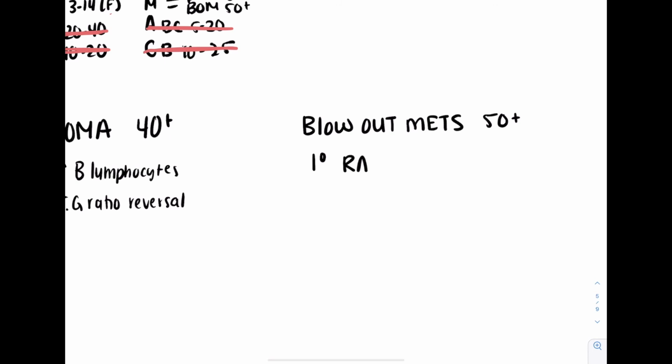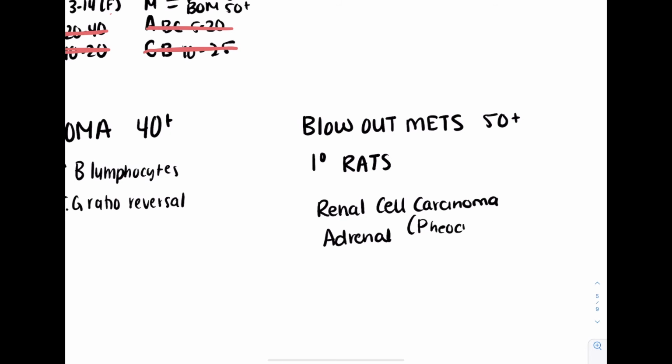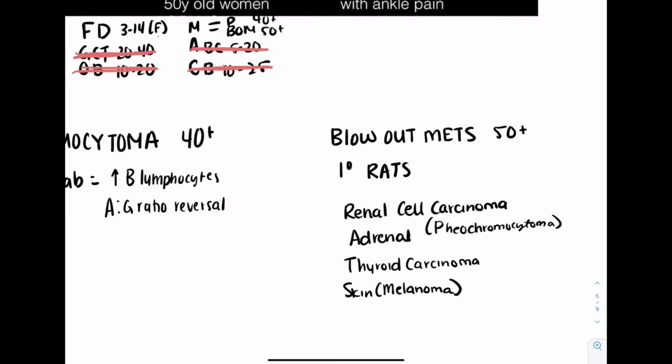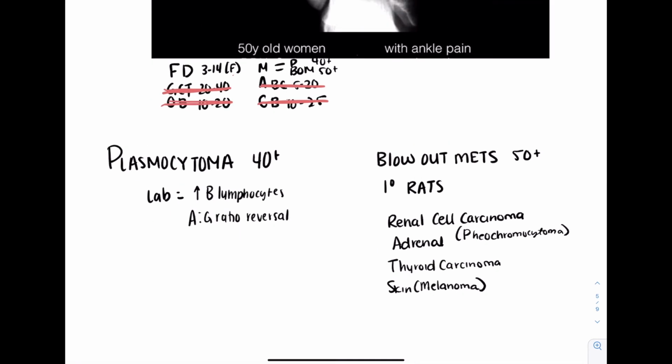We use the acronym RATS to figure out the primary, and that stands for renal cell carcinoma, adrenal, which is a placeholder for pheochromocytoma. The T stands for thyroid carcinoma. And the S is a placeholder for skin, but typically the most common is melanoma. Okay, and that's really all you need to know with blowout mets.